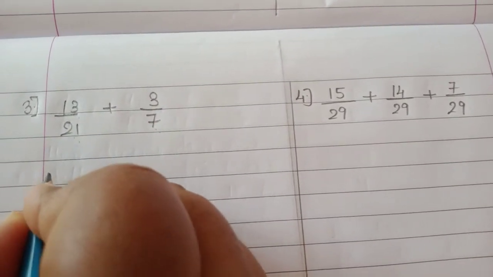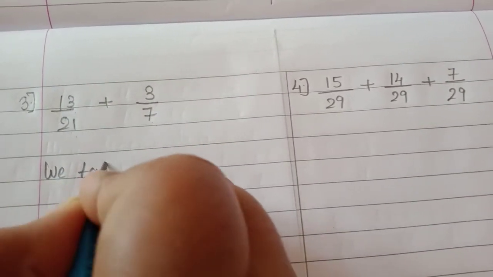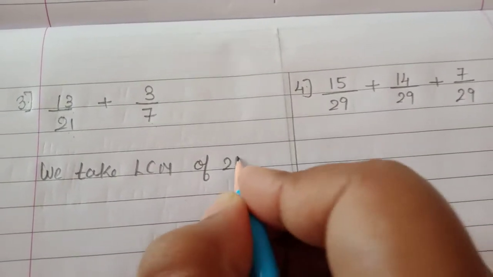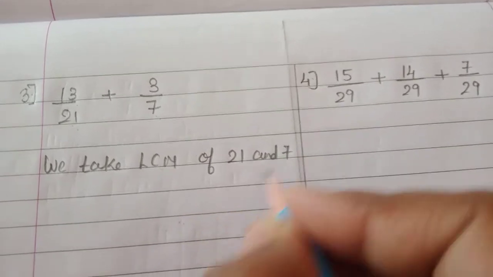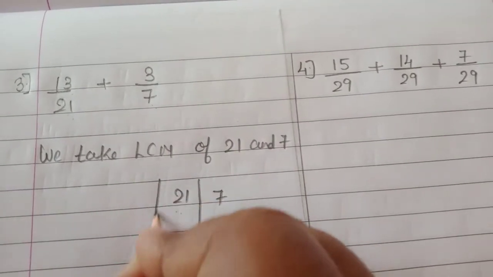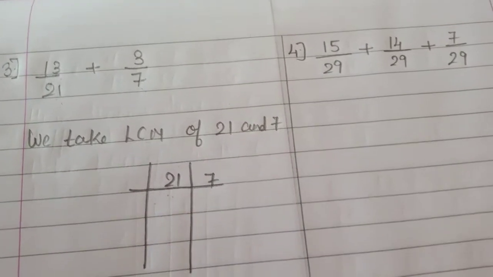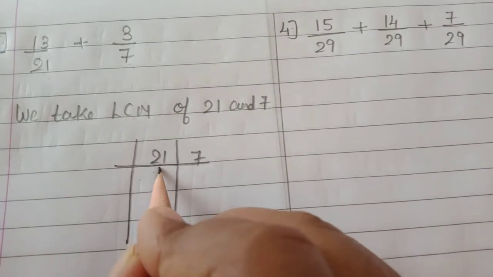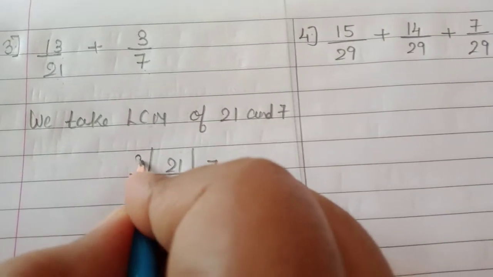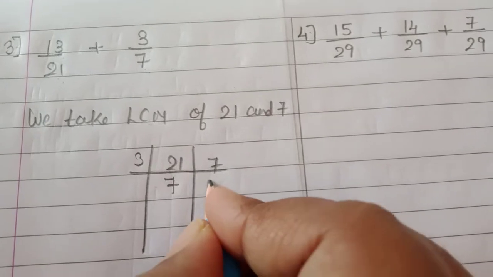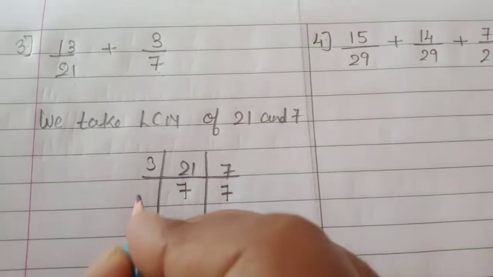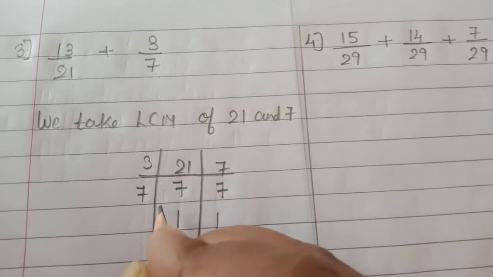So we take the LCM of 21 and 7. So in the 2 table, 21 will not come, 7 will also not come. So we will move to the 3 table, 3 7s are 21. In the 3 table 7 will not come, so we will carry it down. 7 will come in the 7 table, 7 1s are 7.